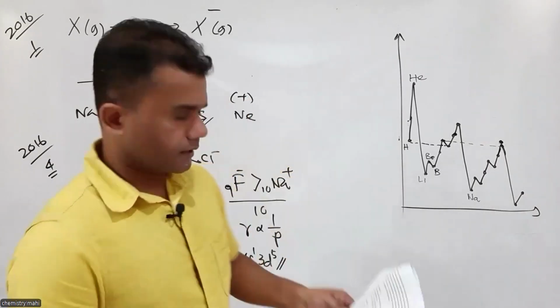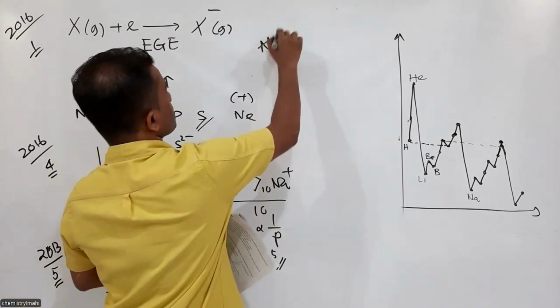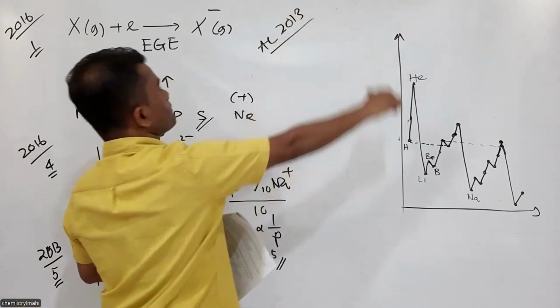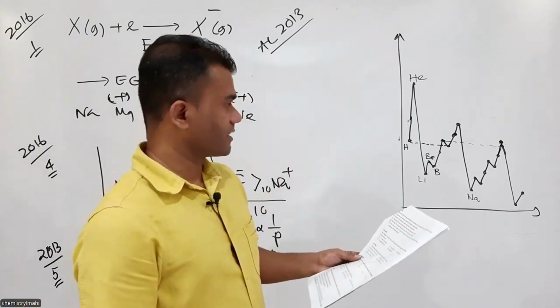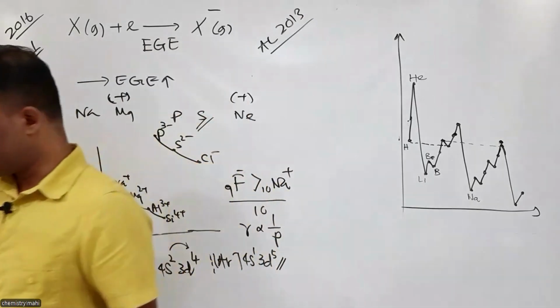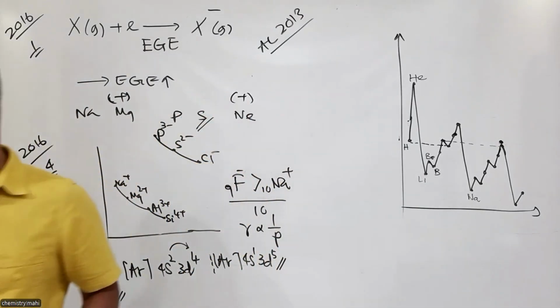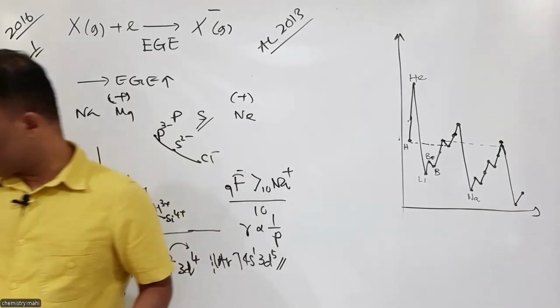There is another 2013 question. What's that? First ionization energy order. Again, first ionization energy order. Let's see what elements are available. It's given nitrogen.